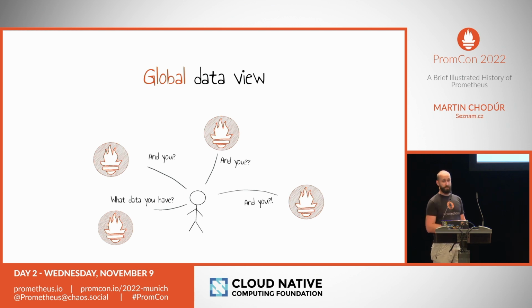Also, for bigger setups, there was a demand for a global view of your data. You have multiple data centers. You have 2 instances of Prometheus in each, I don't know, Kubernetes cluster, and you want to, for example, nowadays, if you are alerting on SLOs, probably you would be alerting on global data of your application, of your service, and then you need this global data view. And so you need to aggregate the data from multiple instances of Prometheus.